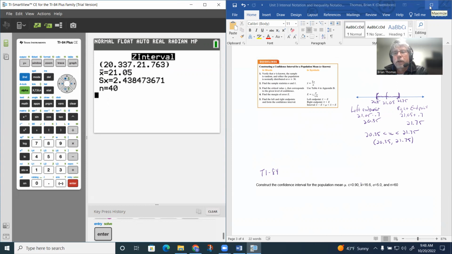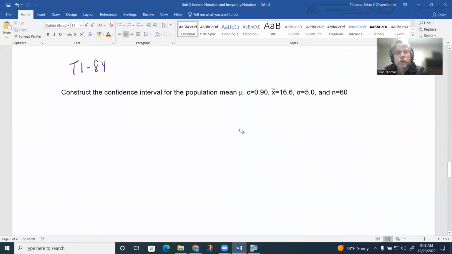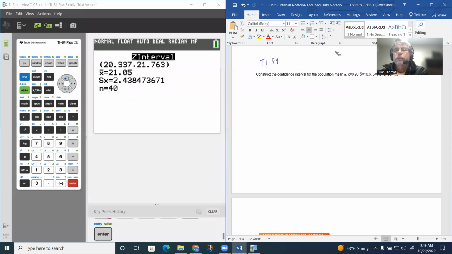The other thing we can do is, in your homework, you may be given a problem to construct a confidence interval for the population mean, where they give you the confidence is 90%. The mean was 16.6. The standard deviation is 5.0 and n is 60. So they gave you everything. You didn't have to actually calculate the mean from a list. The stats were all given to us. So if I can slide this over, let's see if we can get this in the calculator correctly.